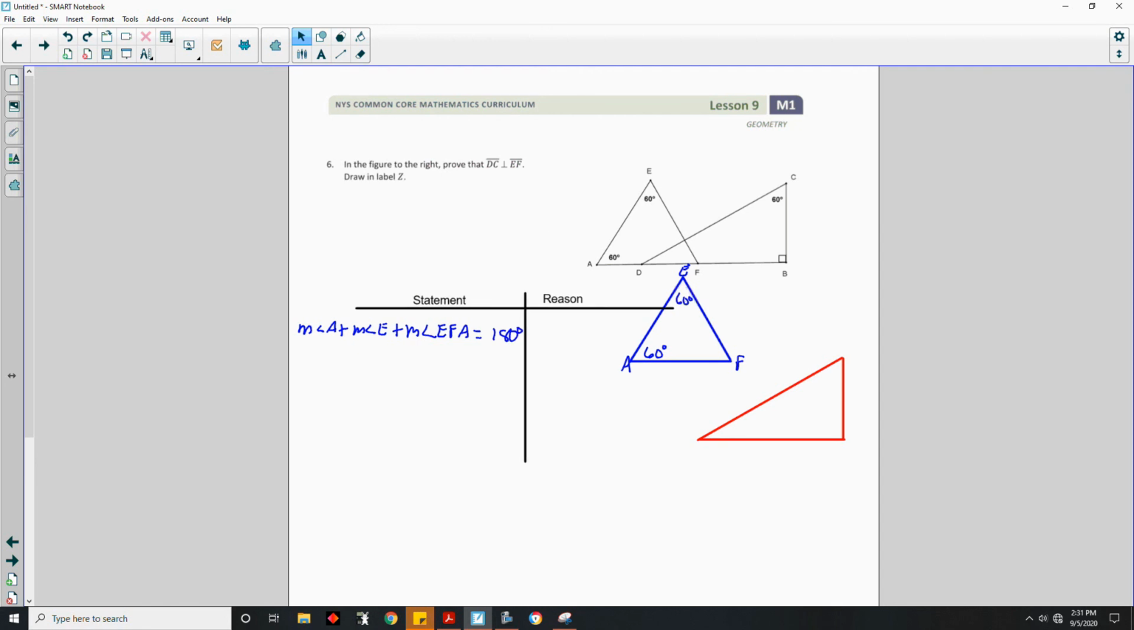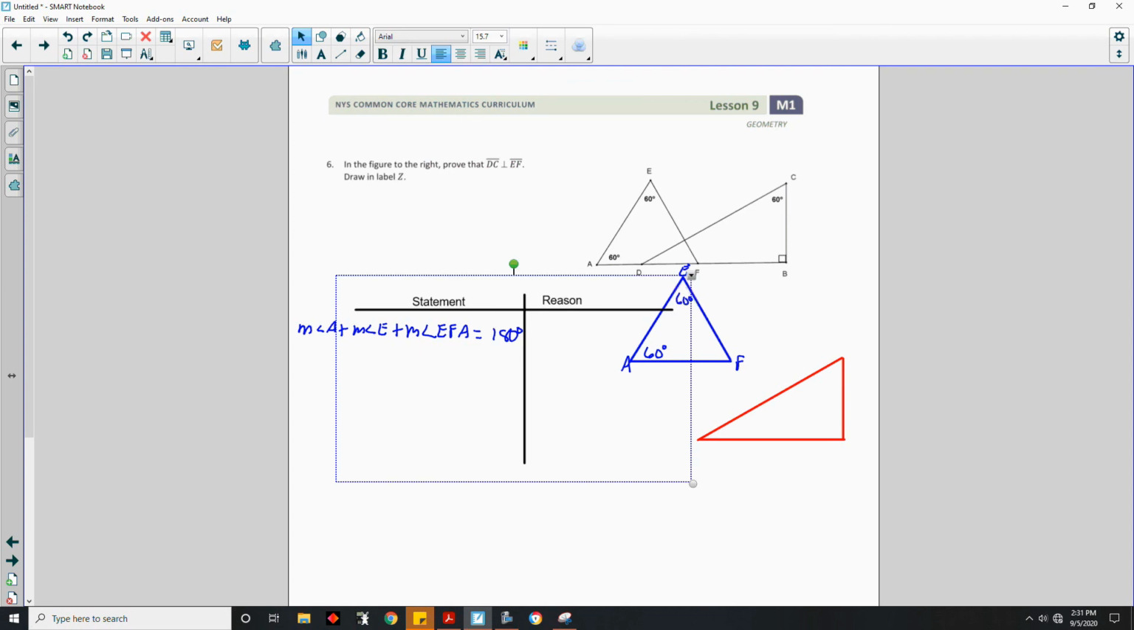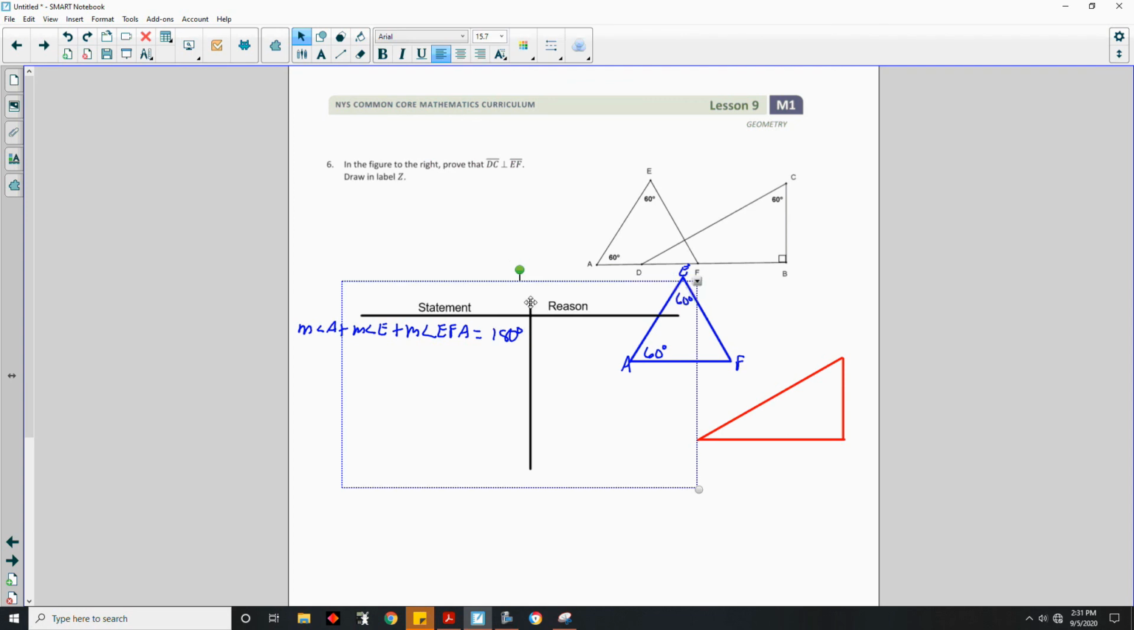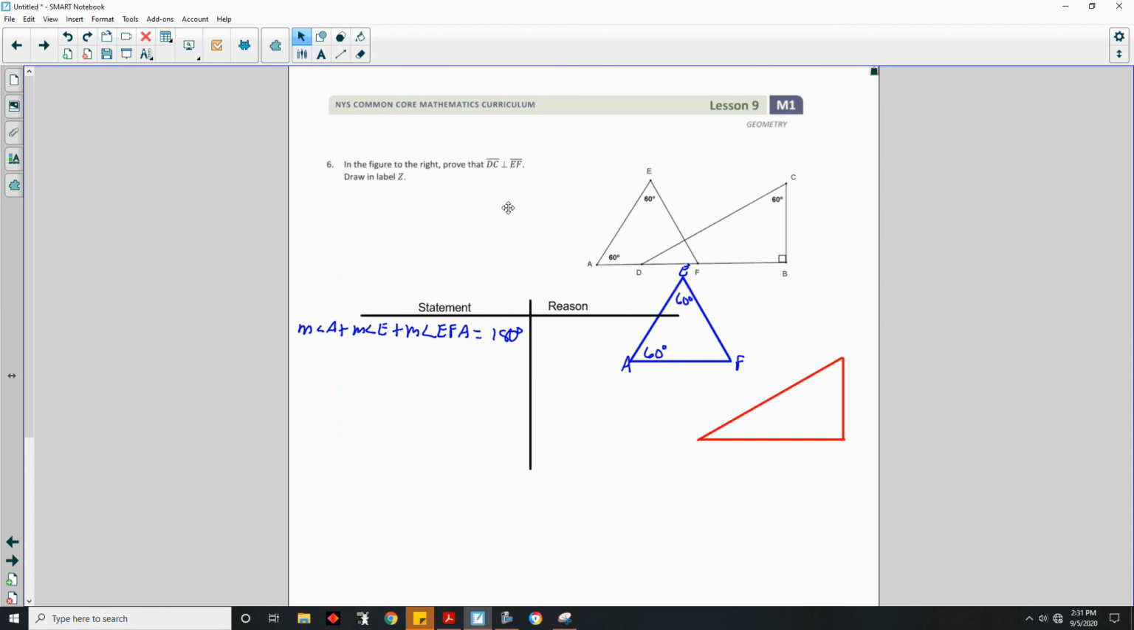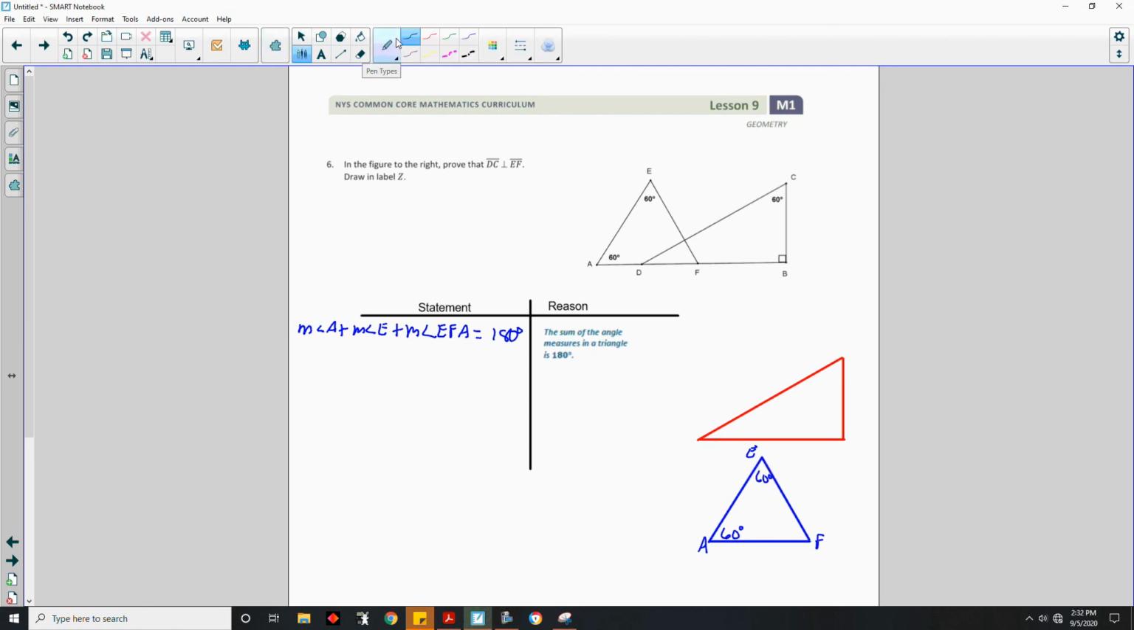Okay, well, why is that? Why is that true? Reason: let me move my triangle down here out of the way. That's 60, that's 60, that's E, that's F. Okay, reason for this, well, you know that by now. The sum of the angle measures in a triangle is 180 degrees.